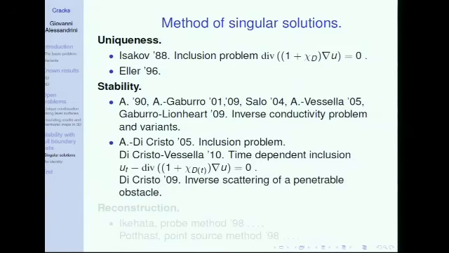And then it has been also used for problems like the one of Isakov in order to get stability. This was done by myself and Di Cristo for the inclusion problem in the elliptic setting. This was extended to a parabolic setting by Di Cristo and Vessella. And Di Cristo has also done work with applications to inverse scattering using singular solutions.